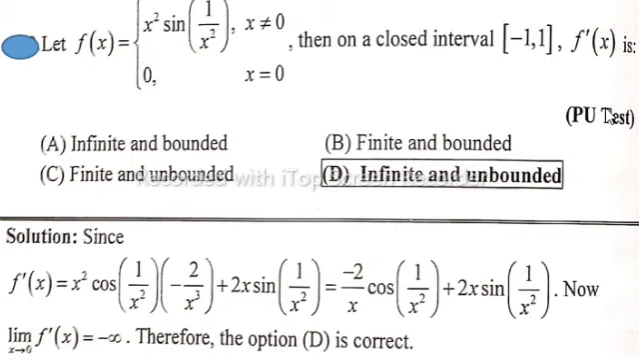By applying the limit x approaches 0, so f x approaches 0, f prime of x is equal to -2 divided by 0, is equal to 2 divided by 0, is equal to infinite, cos of 1 divided by 0 is equal to infinite, cos infinite is equal to infinite, so which is equal to, after simplification, minus infinite. So option D is correct, infinite and unbounded, which is the required solution.